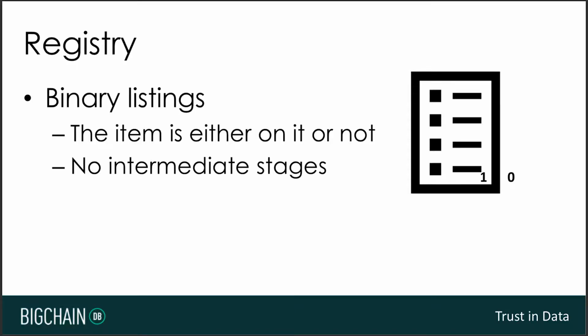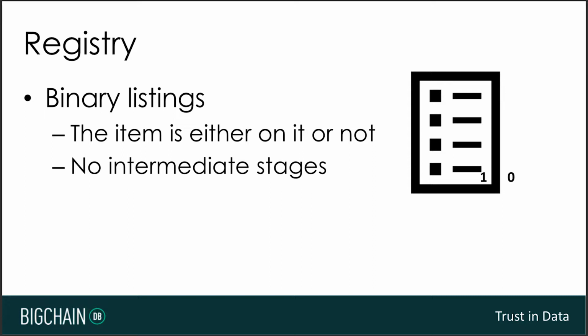So let's first talk about the registry itself. It's a very simple binary listing. Either an item is on this registry or it is not on this registry. There are no stages in between, like it may or may not be on the registry, it can be or cannot be on the registry, or something of that sort. It is a 0 or 1 mapping, that it is either there or not.